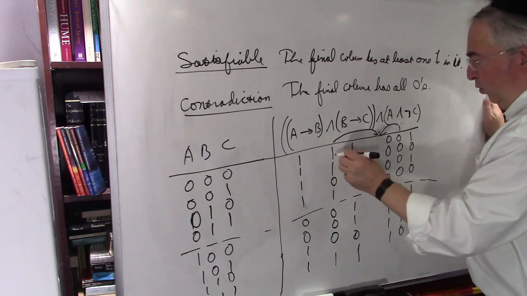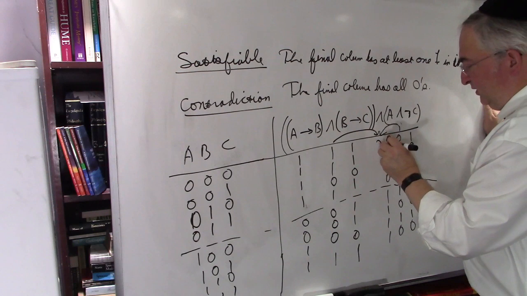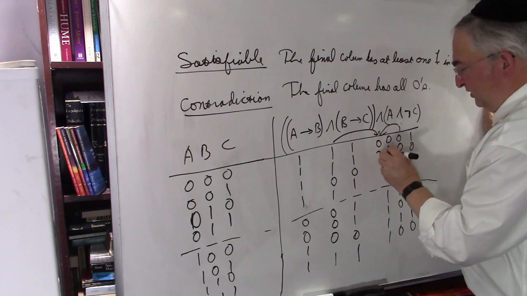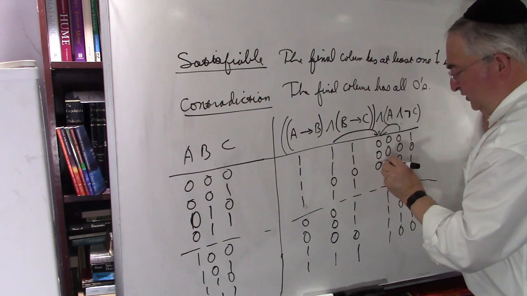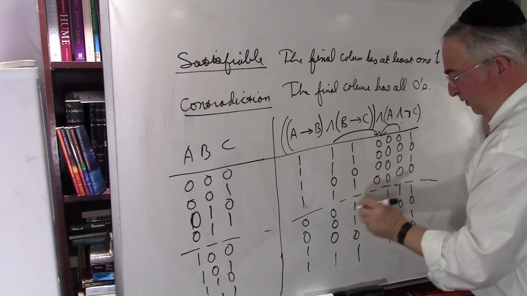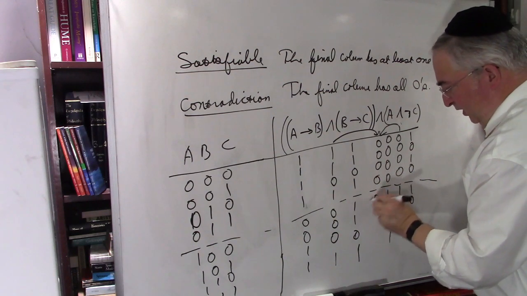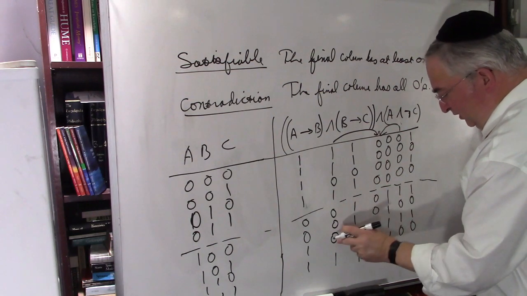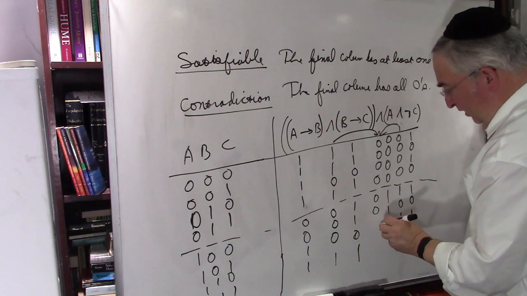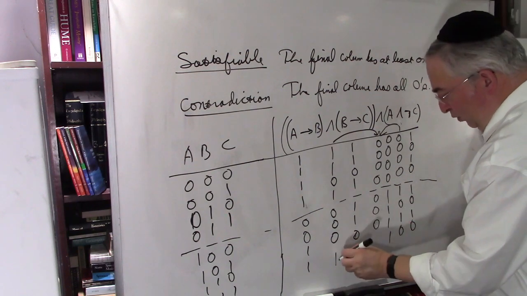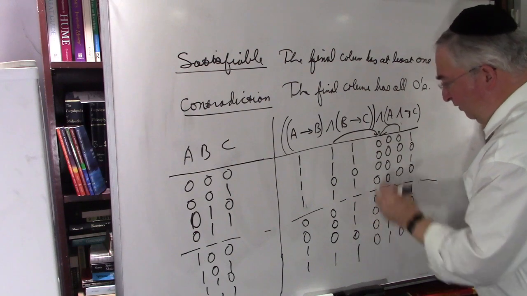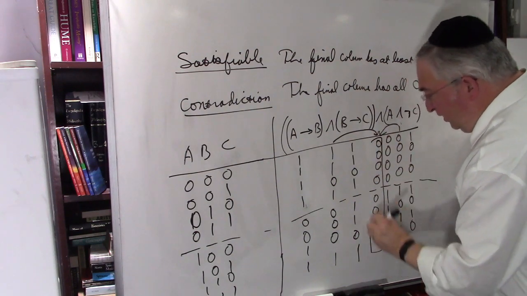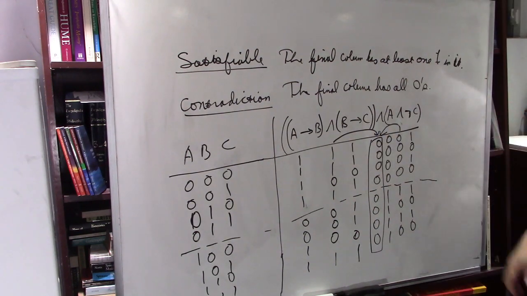You ready? 1 and 0 is 0. 1 and 0 is 0. 0 and 0 is 0. 1 and 0 is 0. 0 and 1 is 0. 0 and 0 is 0. 0 and 1 is 0. 1 and 0 is 0. All zeros. That's a contradiction. That's absolutely a contradiction. Okay, so that's an example of a contradiction.